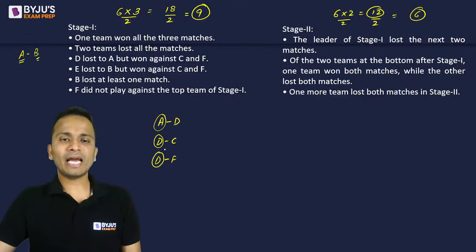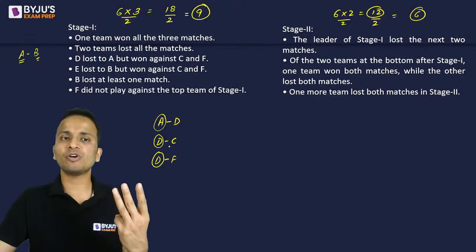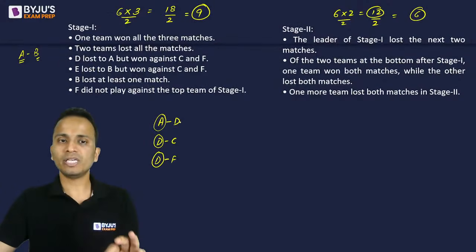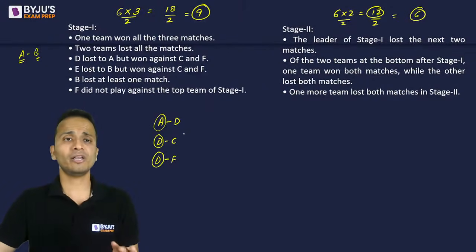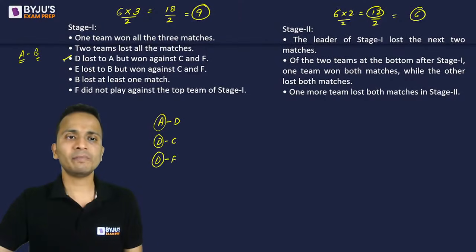Now, can I say that looking at this, 3 matches for D are over. So D has lost to A and D has won against C and F. So 3 matches for D are already over as written on your screen. So statement number 3 is over. Look at statement number 4.